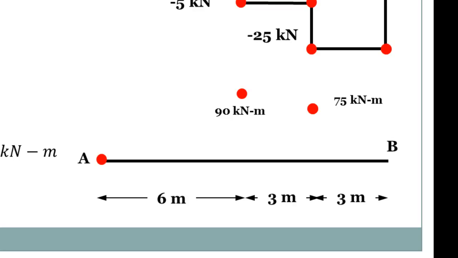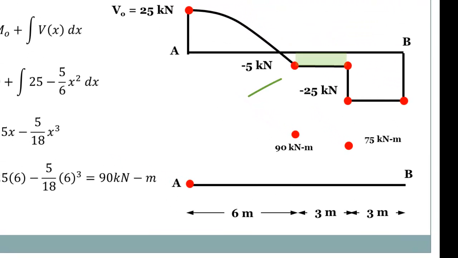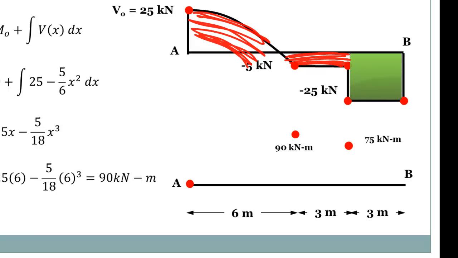Now, if I continue doing this, for the 75, basically what we need to do, since we know up to the point at 6 meters it's 90 kilonewton meters, to find the 75 we need to add this area to the 90, which is 3 by -5, that's -15, and we add it to the 90 and we get 75. And to make sure that we've done it correctly, the 75 is exactly the area shown here as well as the area shown here.